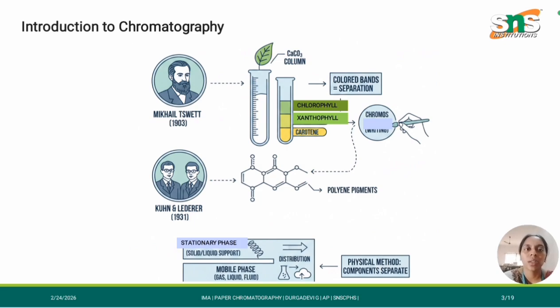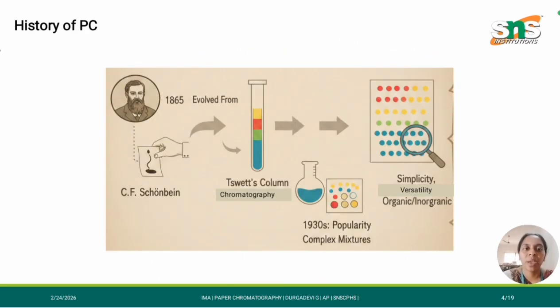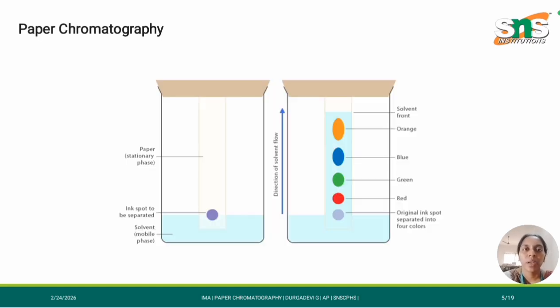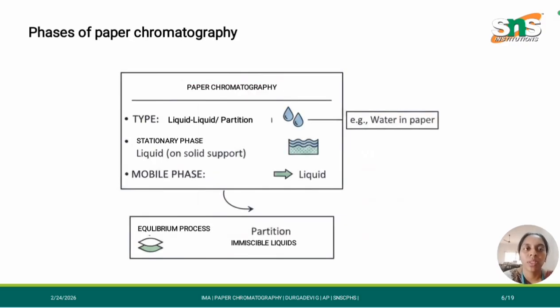Introduction. Chromatography was first introduced by Michael Tswett and Kunan Ledger. They separated the mixture of plant constituents present in the plants with the help of a chromatographic technique. Then paper chromatography was introduced by Knobin, and then paper chromatography was developed. Paper chromatography involves the stationary phase, that is Whatman filter paper, and the mobile phase can be a mixture of polar or non-polar solvents or aqueous solutions or organic solvents.